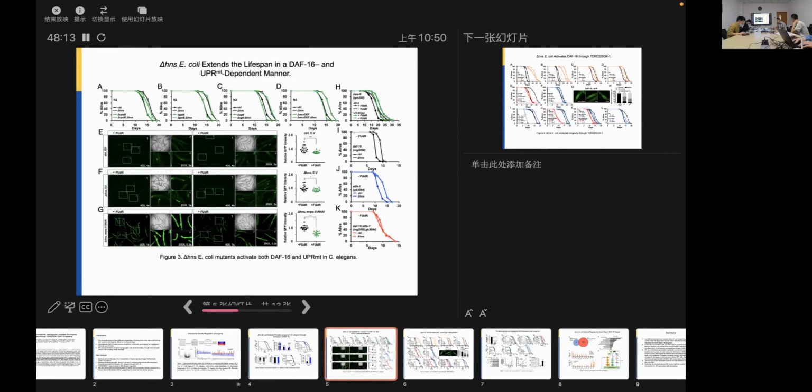Then you need to explain to us, Verna, why in figure 1F, we don't have a boost of longevity in HNS mutants in the DAF16 mutated background, but in figure 3I, we do. What is the difference? In both cases, we don't add FUDR. So why is the result different?